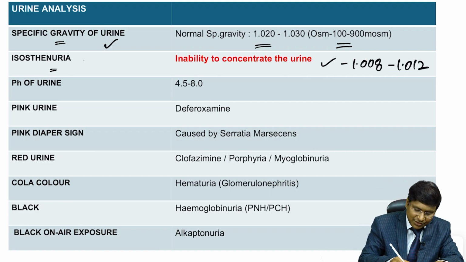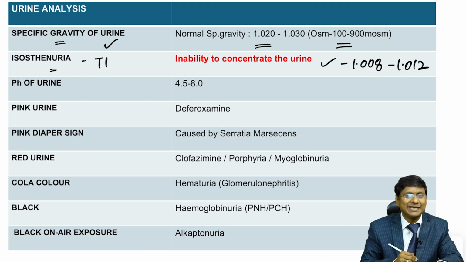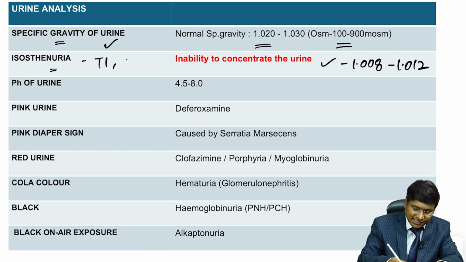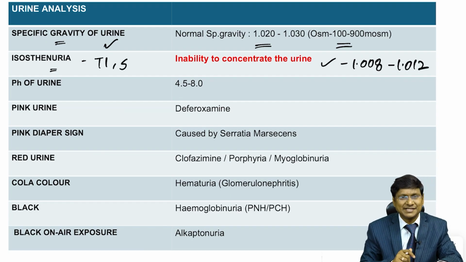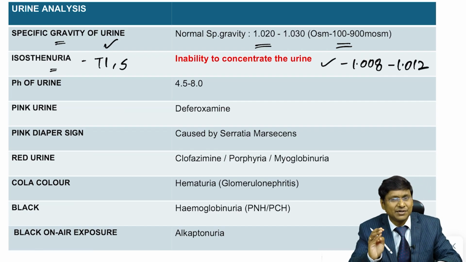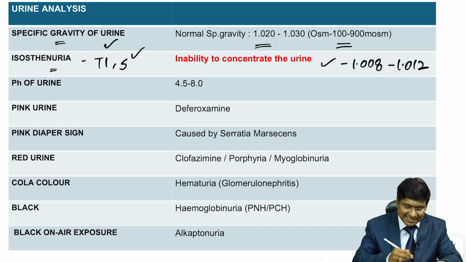Now, the conditions where you will have isosthenuria are tubulointerstitial diseases and conditions like sickle cell disease. These are the two scenarios where you will have isosthenuria, right? Chronic tubulointerstitial disease and sickle cell disease.